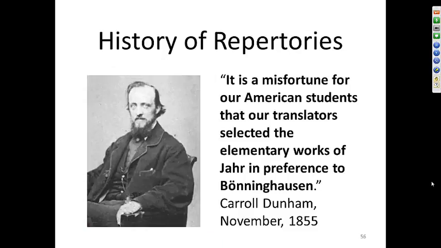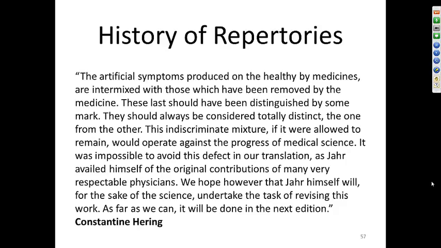Carroll Dunham understood this. Carroll Dunham wrote in November of 1855 that it is a misfortune for our American students that our translators selected the elementary works of Jahr in preference to Bönninghausen. And Constantine Hering initially was somewhat positive about this, but later on he changed his mind.